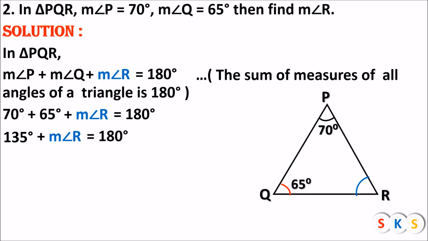Now we shift 135 degrees to the other side of the equals sign. So measure of angle R equals 180 degrees minus 135 degrees. Measure of angle R equals 180 minus 135, which is 45 degrees.